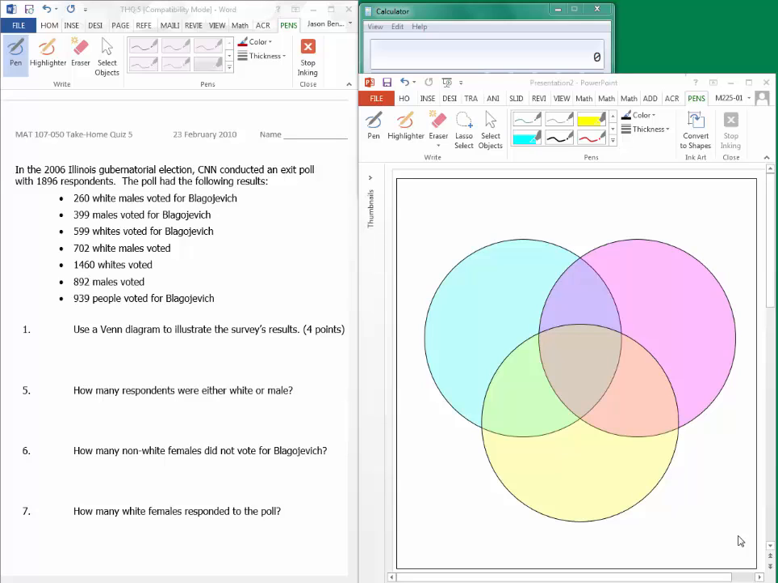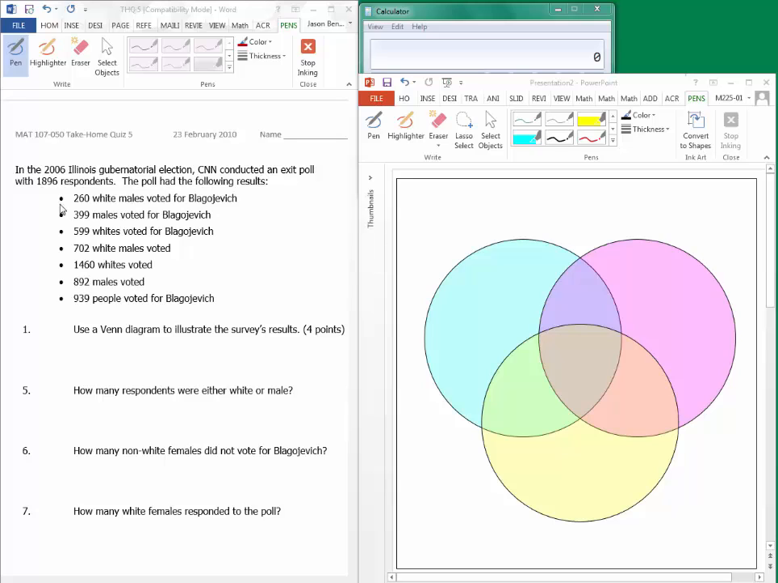So first I need to read the problem and figure out what information I have. Problem says, in the 2006 Illinois gubernatorial election, CNN conducted an exit poll with 1,896 respondents. So the total of all the regions in the Venn diagram is going to have to be 1,896. The poll had results that talk about white voters, male voters, and voters who voted for Governor Blagojevich.